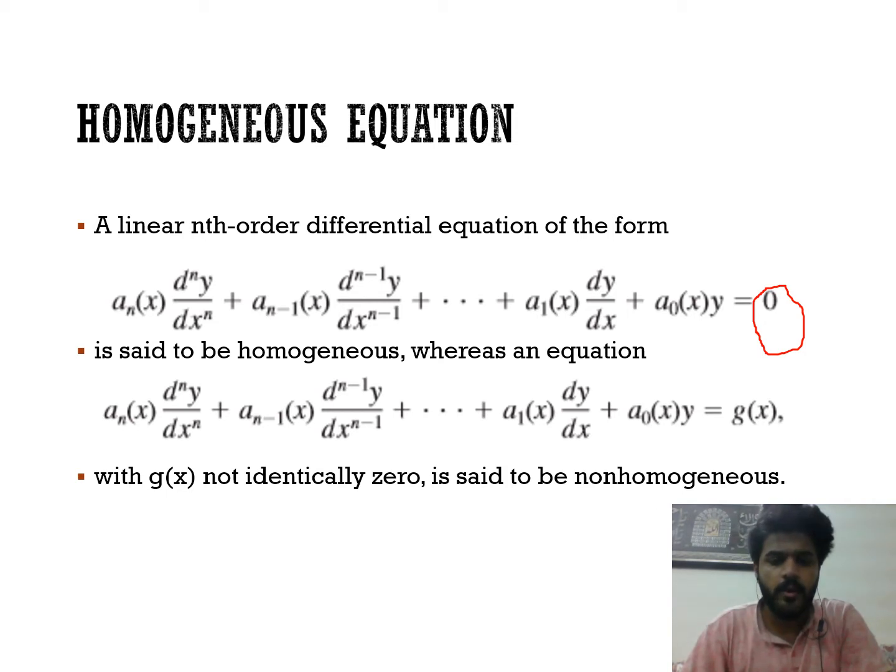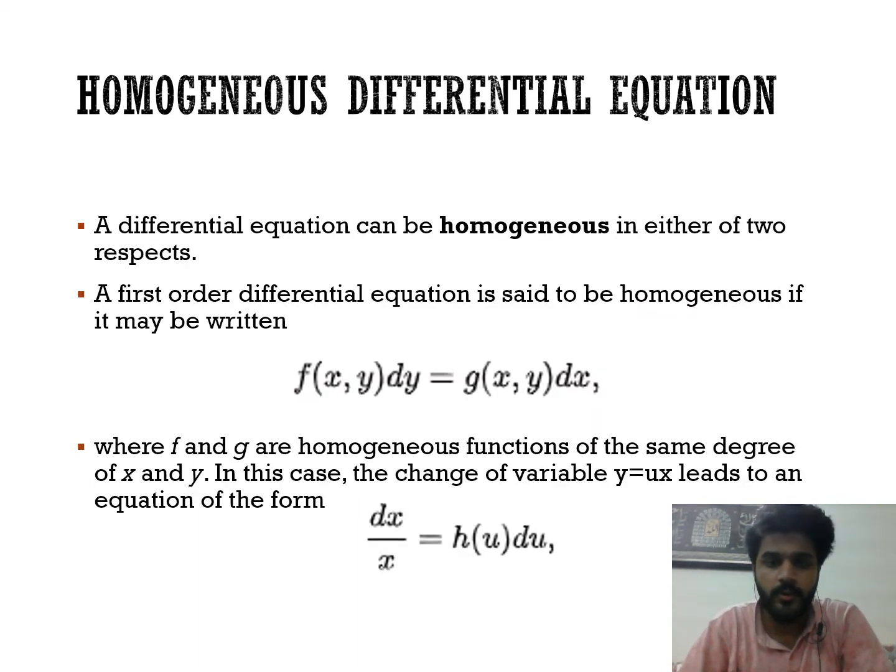And where there is an equation of the same form which equals a given function g of x, it is not homogeneous because g of x is not identically 0, and in this case the equation will be considered non-homogeneous. Afterwards, we start with homogeneous differential equations, which simply states that a differential equation can be homogeneous in either of two respects.